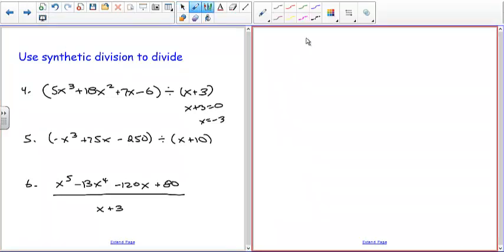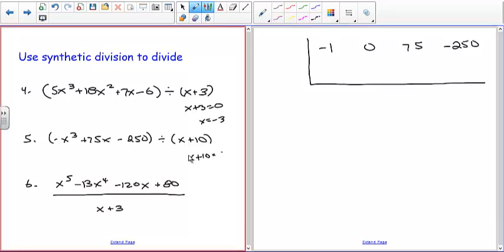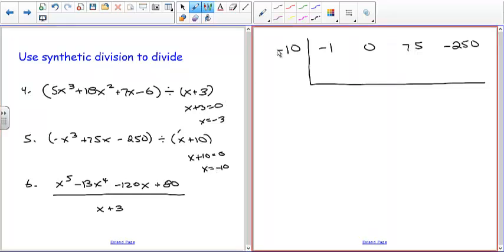Okay, next one. Notice there's no x squared, so we have to put a 0 in there. So the coefficient in front of x cubed is negative 1. Coefficient in front of x squared is 0. There's no x squared. Put a 75 for x and negative 250. We don't use x plus 10. We set x plus 10 equal to 0. So what we're using here is not the factor, but the value where the function would go to 0.